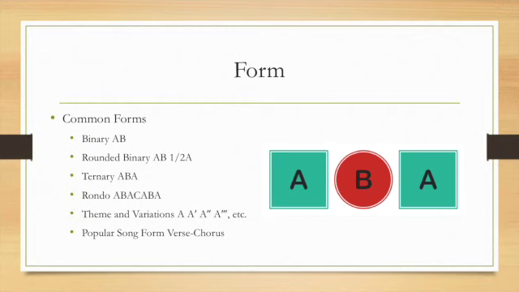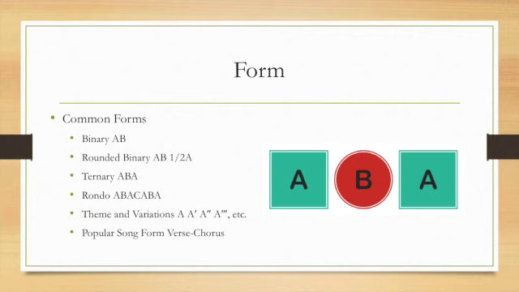Rondo is when you have a theme or a section, excuse me, A, and it keeps returning after introducing a new section. So in this case, this is one of the more common versions of rondo. There's actually different versions of rondo you can have. We have A, the first section, and then you have B, right?